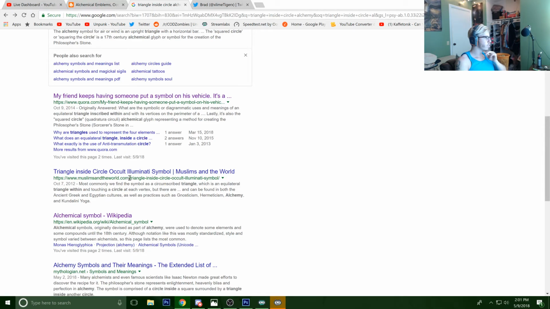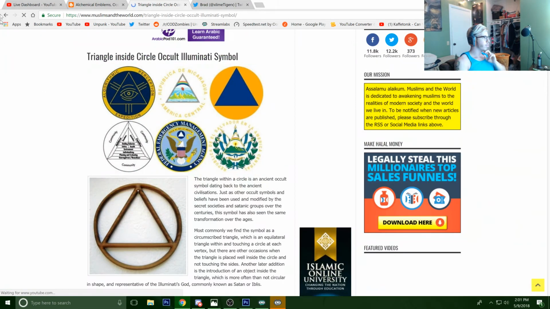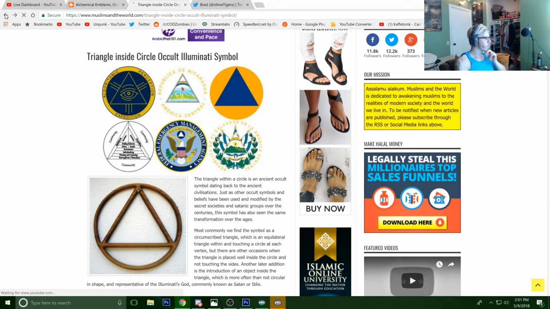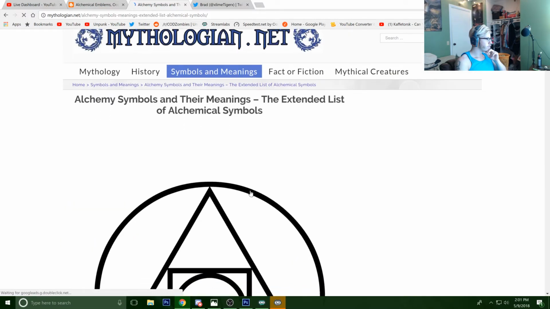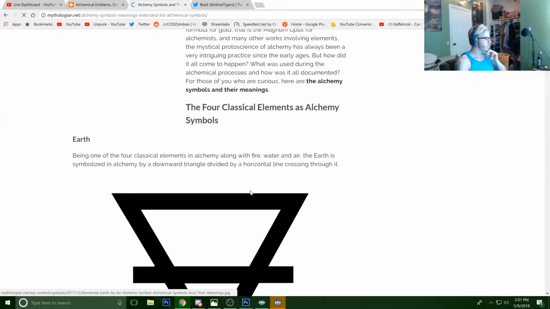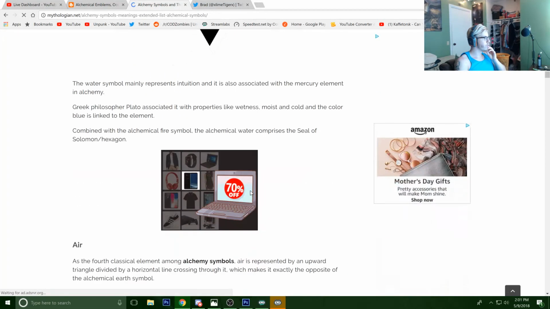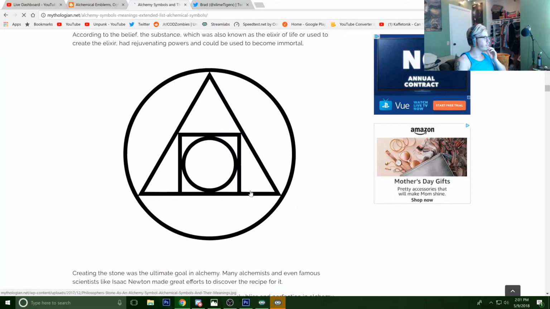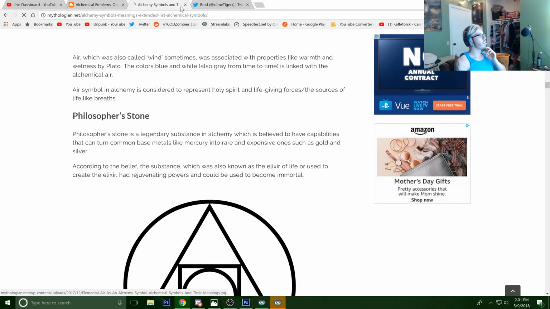Triangle inside circle, occult, Illuminati symbol. What? Well, it's an Illuminati symbol, I know that, but that's not what I'm looking for. Earth, fire, water, air, I know, Philosopher's Stone. That's not what that symbol is, though. That doesn't help me. Okay.